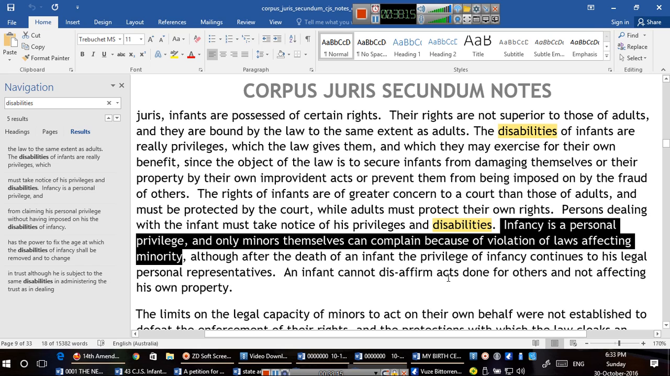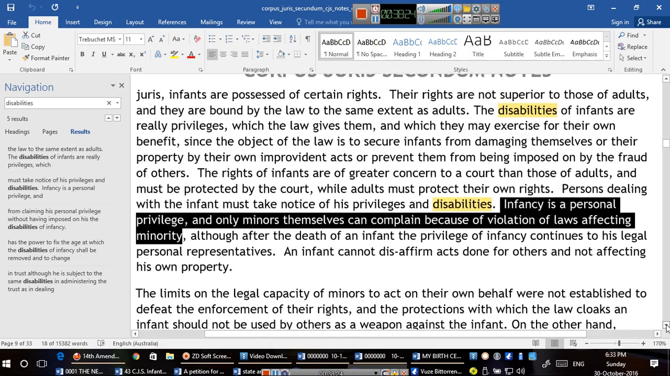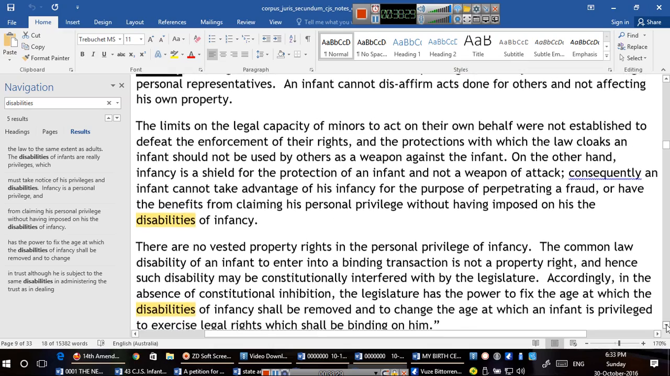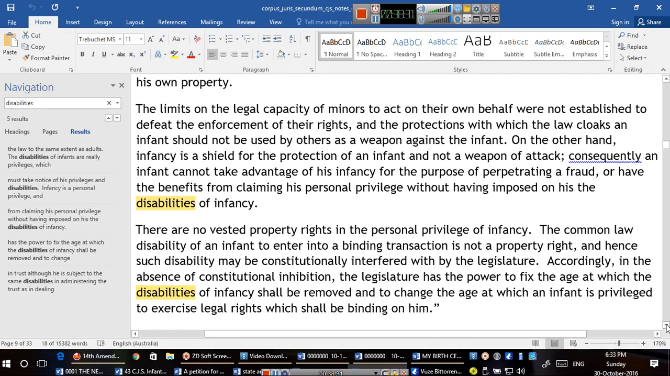An infant cannot disaffirm acts done for others and not affecting his own property. People, I cannot come in for you and speak up. Okay? You have to do this. Okay, let's continue, shall we? I thought you would want to. The benefits from claiming his personal privilege without having imposed on the disabilities of infancy.